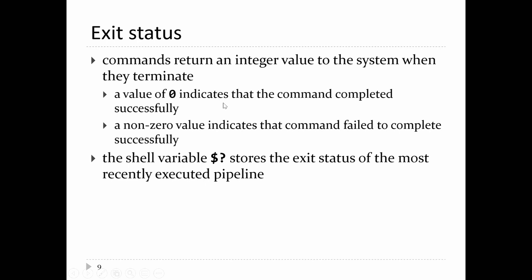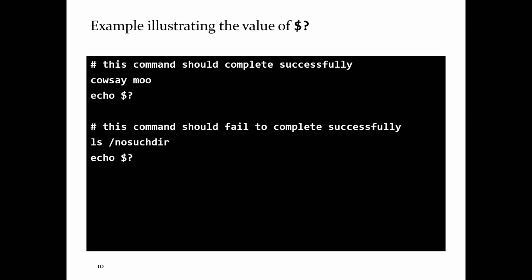Zero in bash means true, okay? Any non-zero value is false, right? Zero true, non-zero false. And you can look at the exit status of a command by looking at the variable question mark. The question mark variable stores the exit status of the most recently executed pipeline.